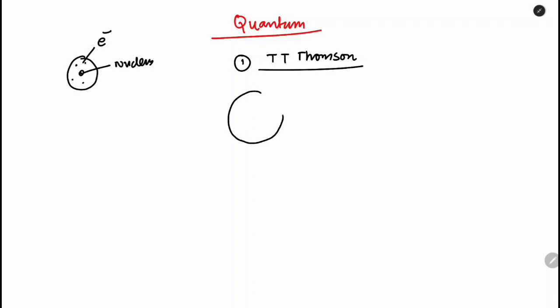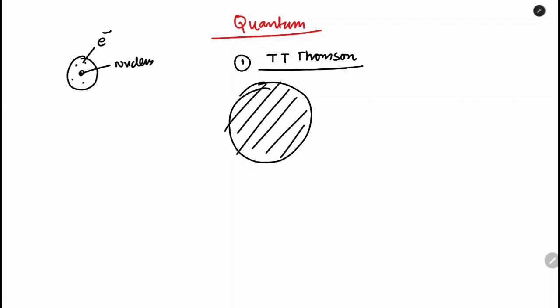Thomson said that suppose this is a cake and this cake is positively charged. On this cake there are electrons which are negatively charged. So suppose this black thing is the cake, and these blue things are cherries. This is how he imagined the model.